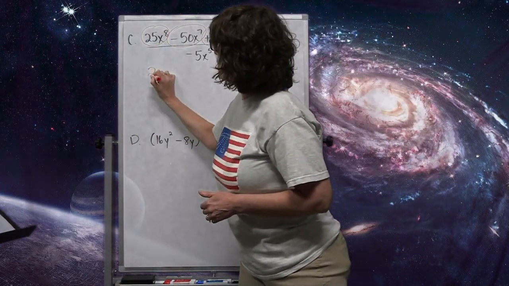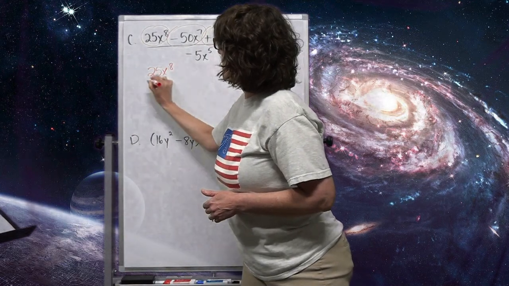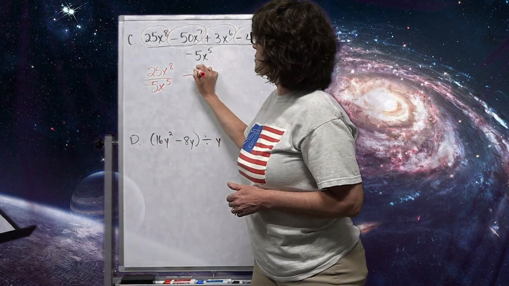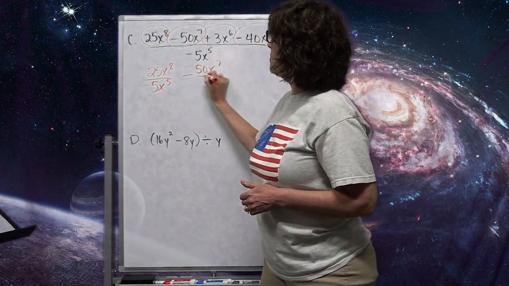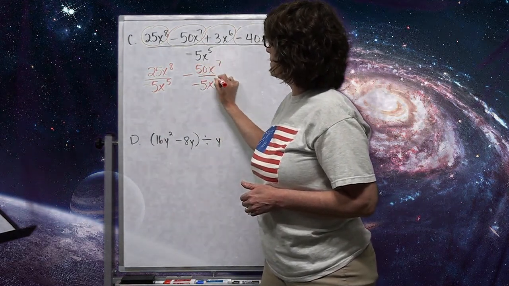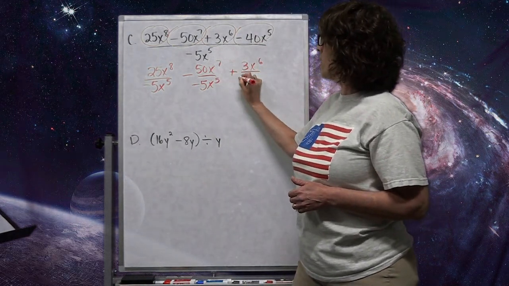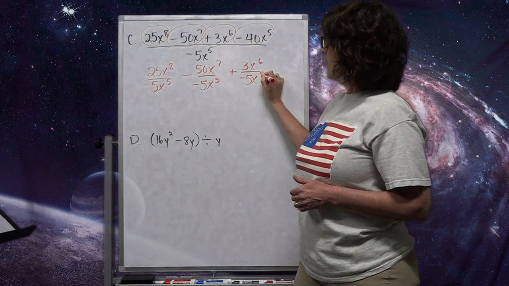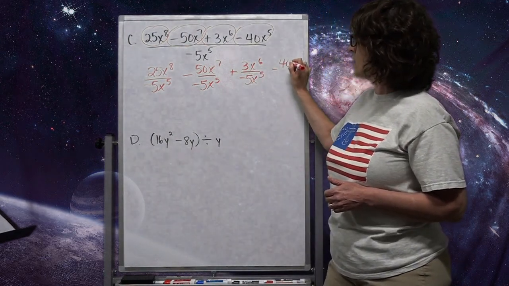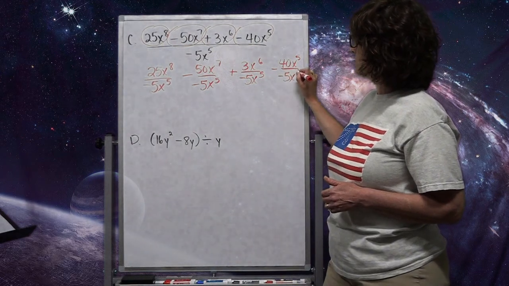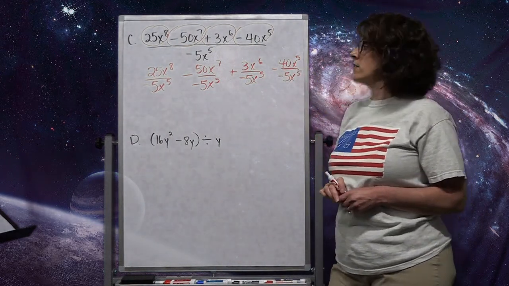So I'll take my first term and I will divide it by my monomial that's in the denominator. I will take my next term and I will divide it by the monomial that's in the denominator. I'll take the third term and I'll divide it by the monomial that's in the denominator. And then I will take my last term and I'll divide it by that monomial that's in the denominator. So now I'm ready to do that division.